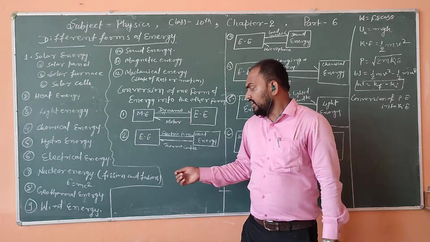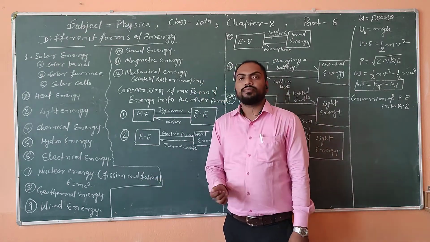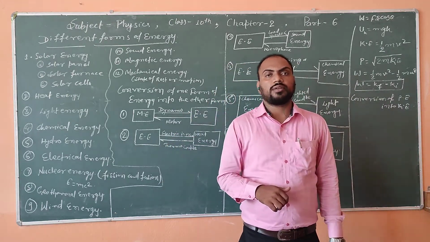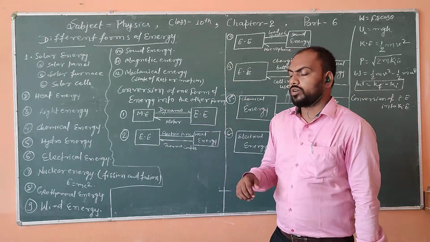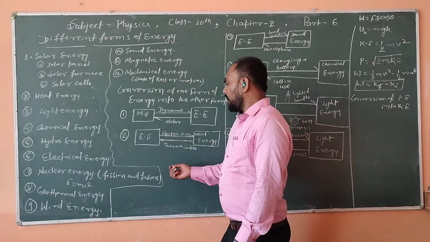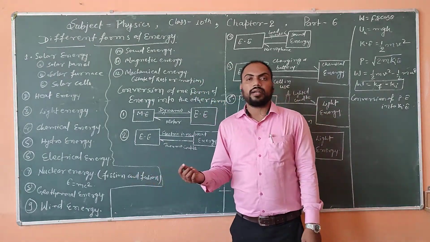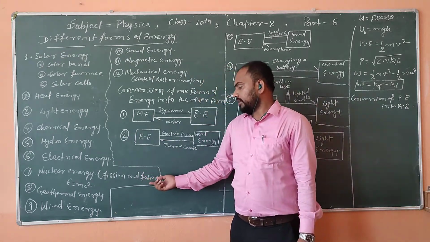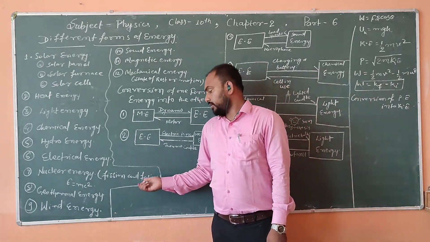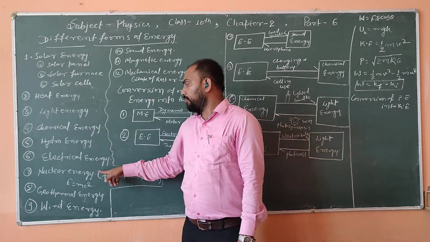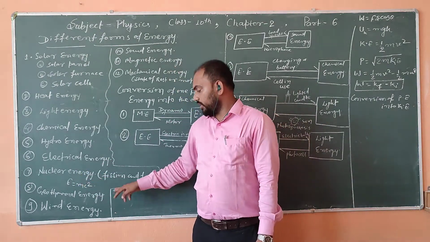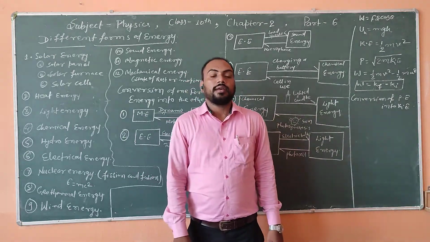Fusion occurs on the sun, where a large amount of hydrogen particles combine to form helium. That process is called fusion. While in a nuclear power plant or a nuclear bomb, we use the fission reaction.